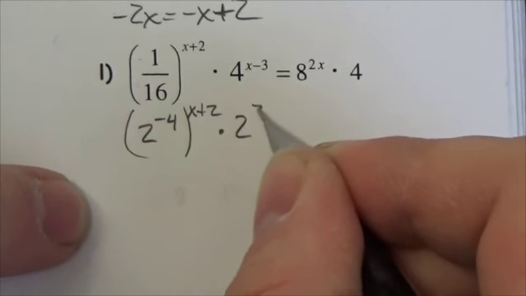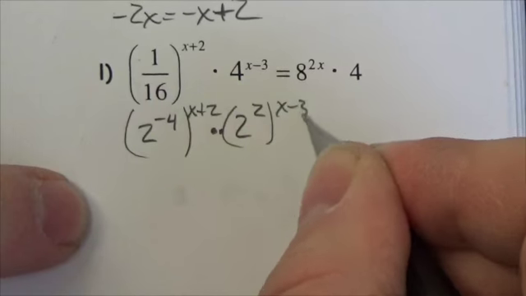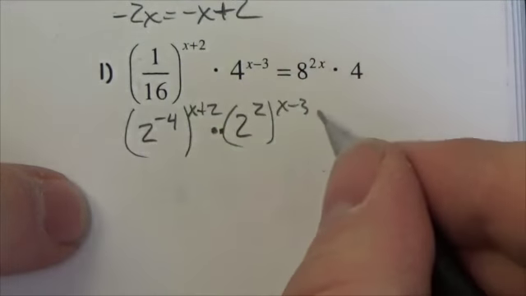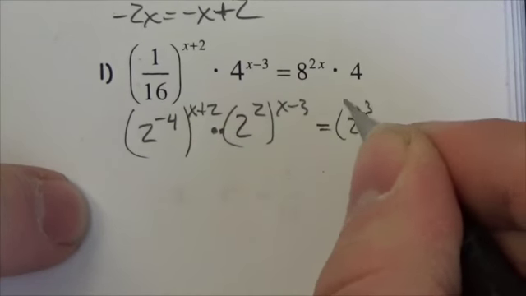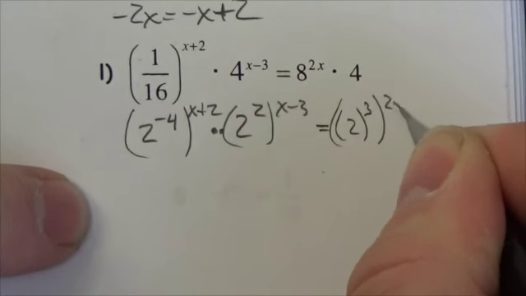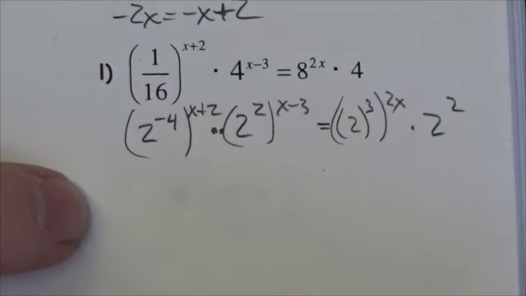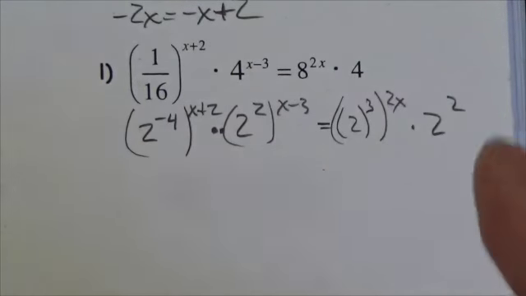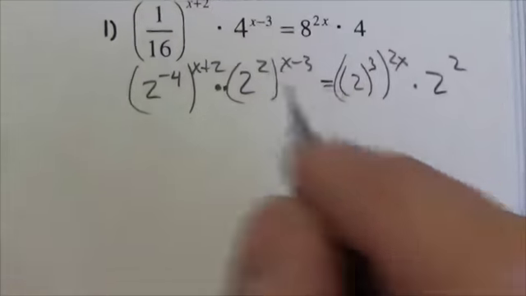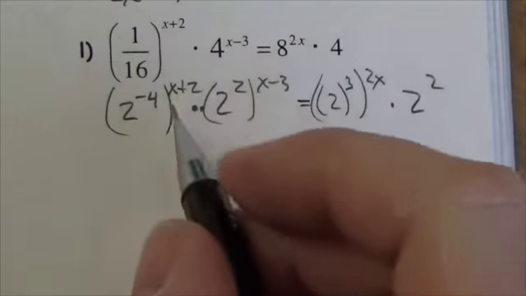Multiplied by 4, which will be 2 squared, to the x minus 3, is going to equal 8, which will be 2 cubed, and this will be to the 2x, multiplied by 4, which will be 2 squared. So now everything has been written as a power with a base of 2. Now I've got to deal with the exponents. And it's going to take me a couple of steps here because there's a lot more going on in this question than there has been in some of the previous ones.